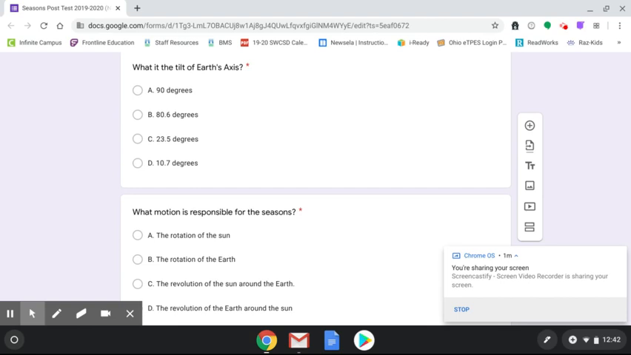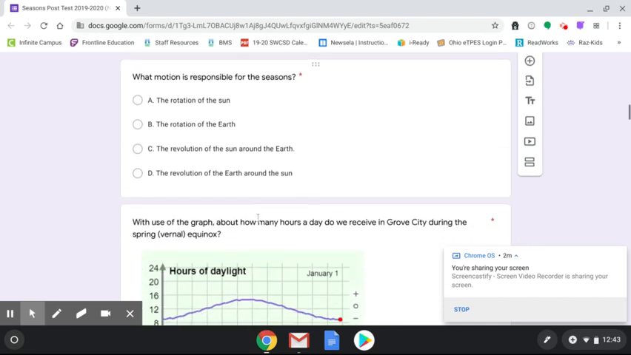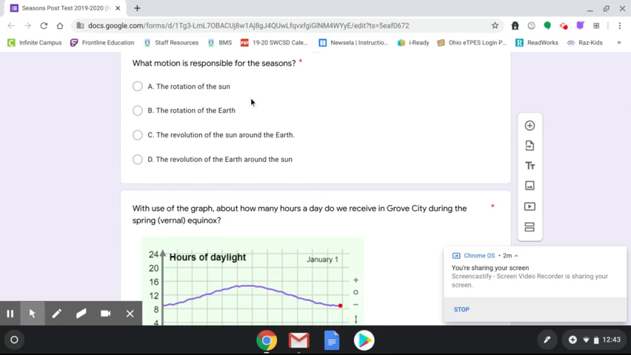What is the tilt of the Earth's axis? 90 degrees, 80.6 degrees, 23.5 degrees, 10.7 degrees. Which motion is responsible for the seasons? The rotation of the sun, the rotation of the Earth, the revolution of the sun around the Earth, or the revolution of the Earth around the sun.